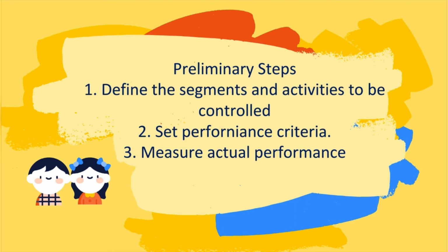Third is measure actual performance. The next step is to measure the actual segment or activities. It is an important part since it's a repetitious and routine activity. But some undesired behavior occurs in order to manipulate the actual performance, such as smoothing, biasing, gaming, focusing, and other illegal acts.